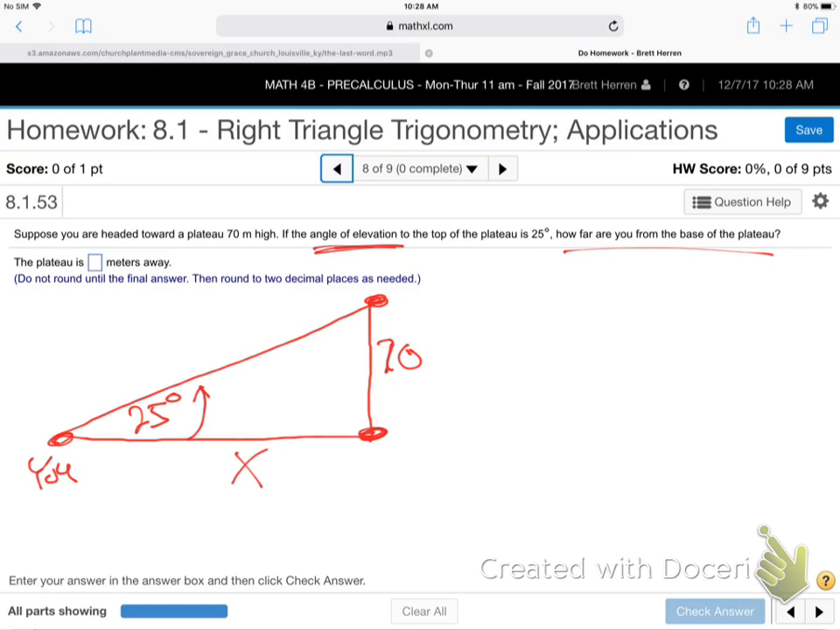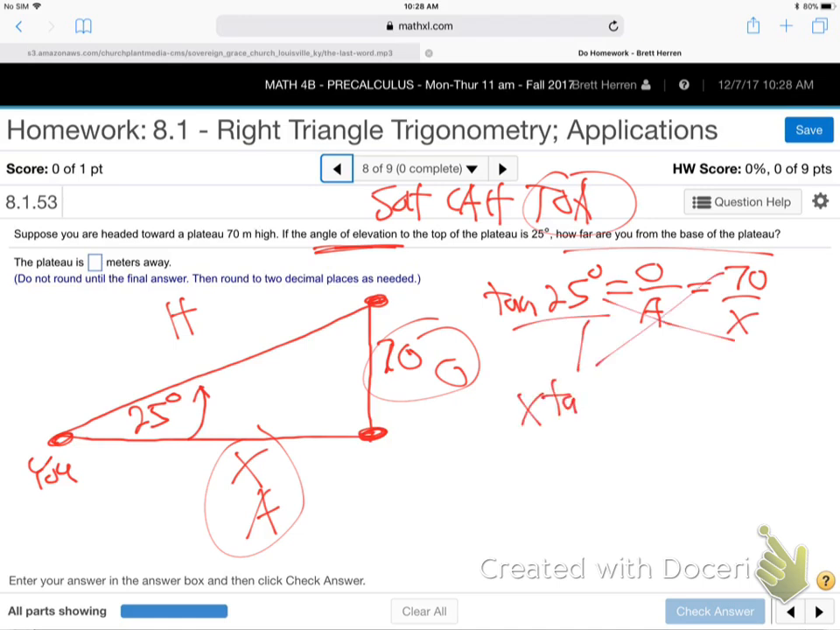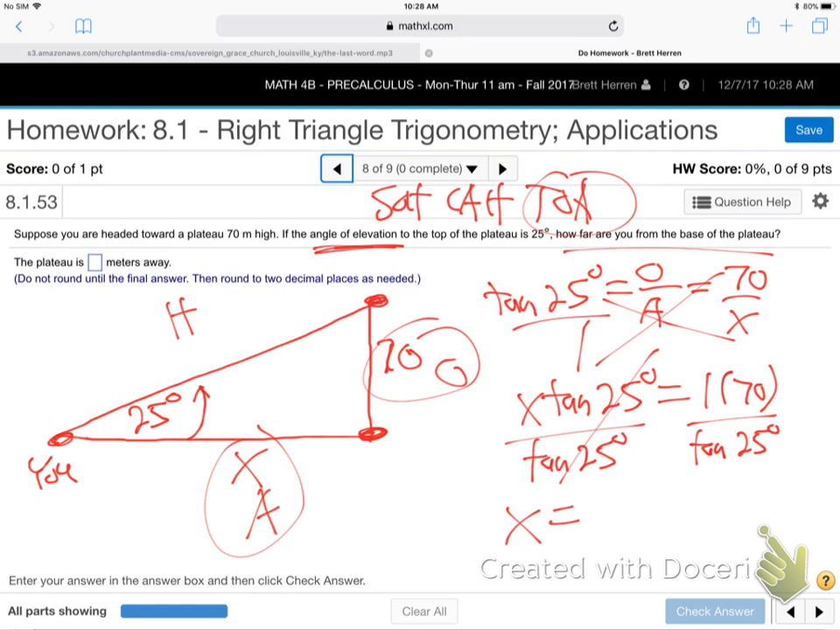How far away are you? What trig relationship is it? It's tangent again, right? Because this is opposite, adjacent, hypotenuse, SOHCAHTOA. I want opposite and adjacent. That's tangent. Tangent of 25 degrees is opposite over adjacent, is 70 over x. Put this over 1, diagonal. x tan 25 is 1 times 70. Divide by the tan of 25. Boom. x equals 70 divided by tan 25.